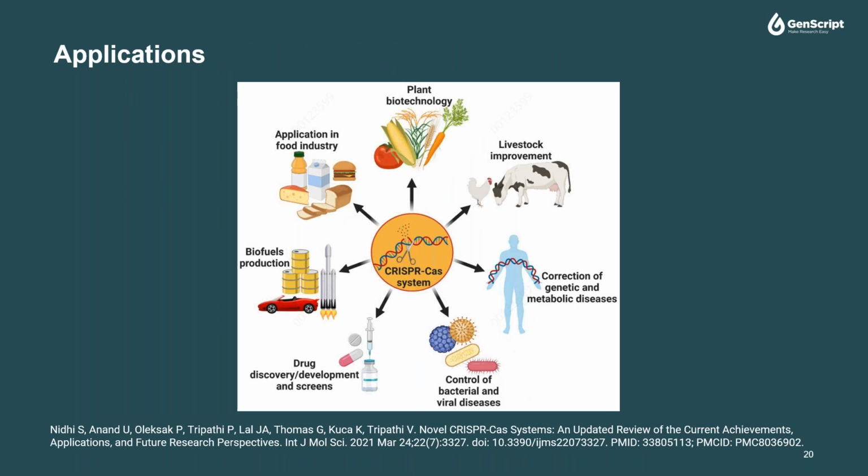Gene editing has numerous applications across various fields. I have served clients who ordered ABE8e for research on sickle cell disease, as well as clients interested in gene editing of plant cells. As we all know, the CRISPR-Cas system can be used in plant biotechnology, the food industry, biofuels production, drug discovery, development, and screens, of course, control of bacterial and viral diseases, correction of genetic and metabolic diseases, and livestock improvement. I believe that in the future, as gene editing technologies continue to mature, people's lives will improve significantly.